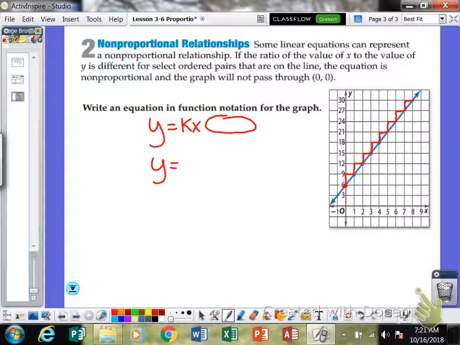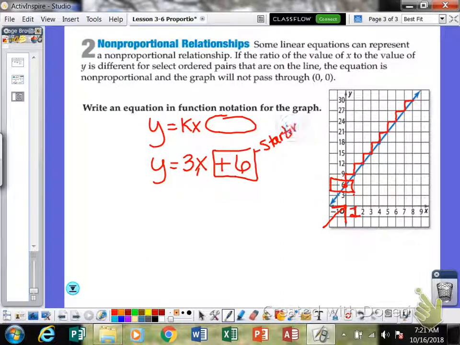But notice if I say, okay, y equals 3x, and I put 1 in for x, am I going to end up at 3? No, I have to end up at 9. So what do I have to do to this 3 to get to the 9? I have to add 6. And that's the starting point. Instead of starting down here at 0, it's starting at 6.